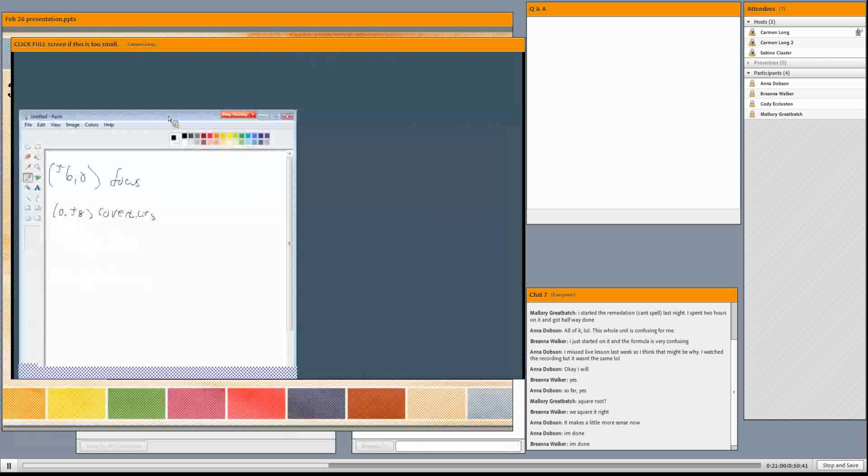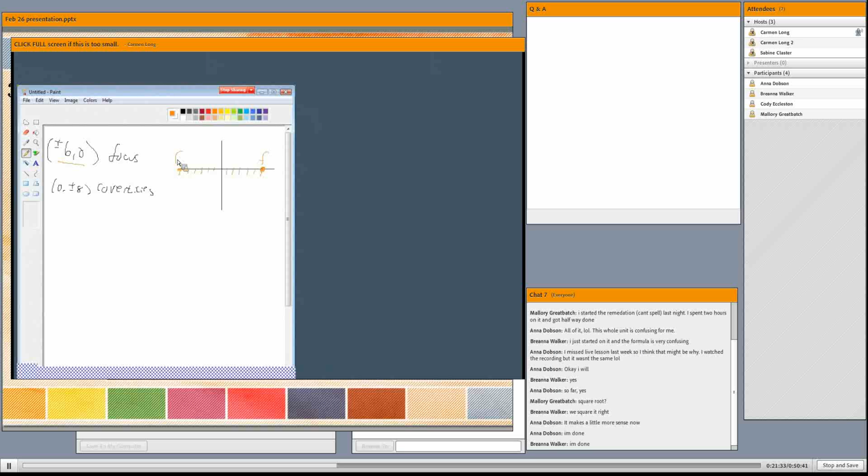All right, so just plotting those. And now I'm going to put my co-vertices. Now remember, in the question and answer pod, type this. Is the co-vertice the shorter axis or the longer axis? Do you remember? The co-vertices, is that going to be on the ends of the longer axis or the shorter axis? Type that in the Q&A pod.